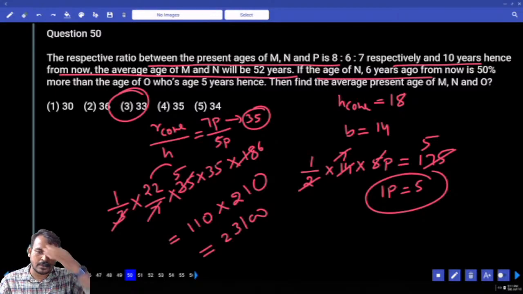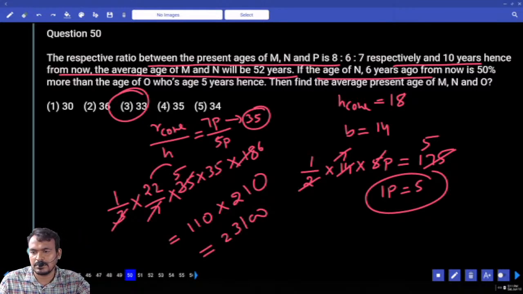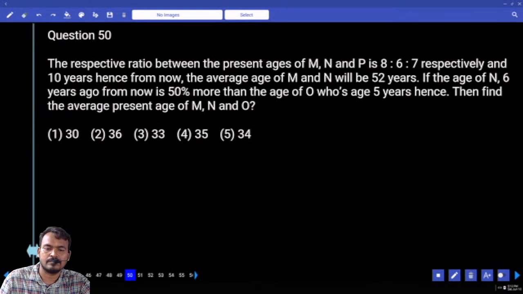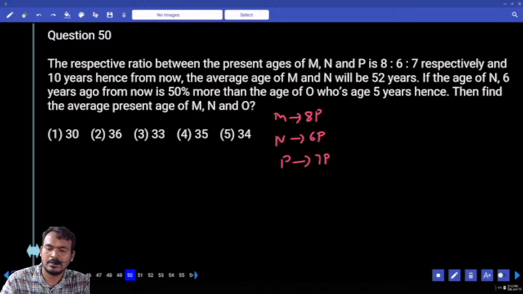Next, question number 50. The respective ratio of the present ages of M, N and P is 8:6:7, and 10 years from now, the average age of M and N will be 52 years. If the age of N 6 years ago is 50% more than the age of O, whose age is 5 years hence, then find the average present age of M, N, O. First of all, M is how many parts? 8 parts. N, 6 parts. P, 7 parts.